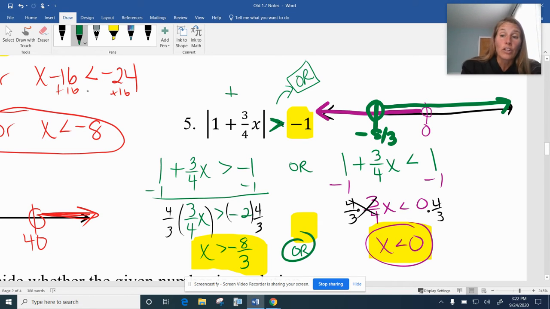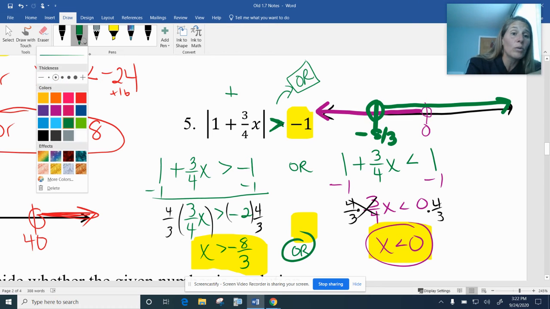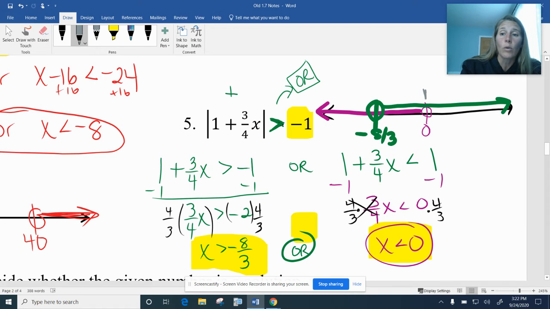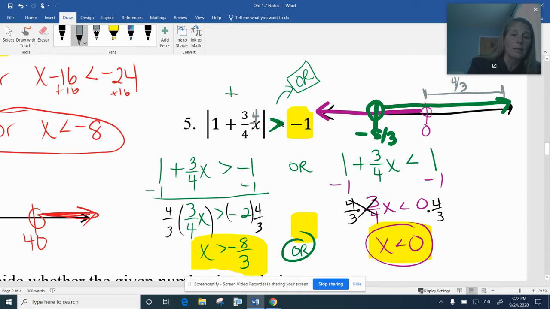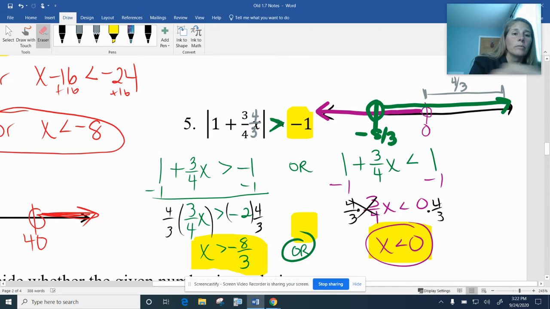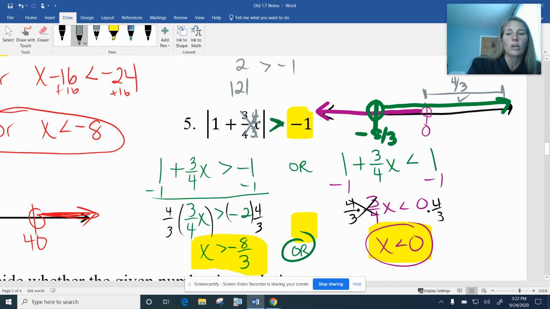So for example, let's say I want to check. I'm going to pick a number in this section here from 0 on. I know this is weird, but I'm going to pick 4/3 because that will plug into this x easily. So if I multiply 4/3 times 3/4, that's going to be 1, and 1 plus 1 is 2, and the absolute value of 2 is 2, and 2 is greater than negative 1. So we know that this section here is legit. Anything in there is an answer.